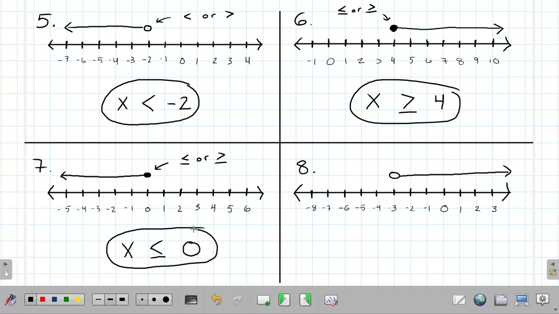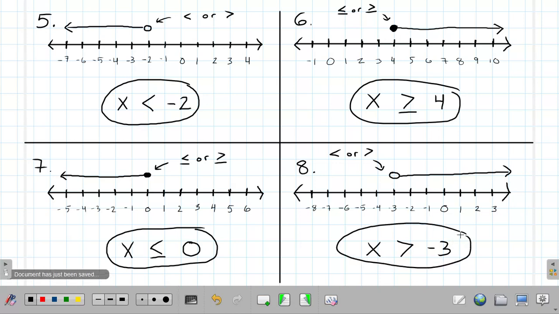Okay? And then lastly, this number line, you see we're starting at negative 3, so we know negative 3 is the number. X, okay, well, what is x, what's going on here? So once again, open circle meaning less than or greater than. Okay, we know it can't be negative 3, but then it's pointing to the right, so that means we want numbers that are bigger than negative 3 or greater than negative 3.